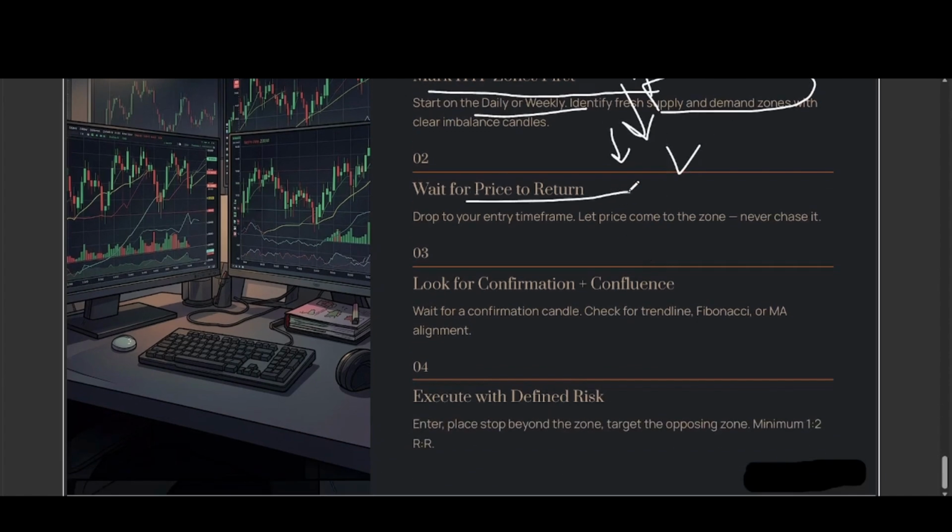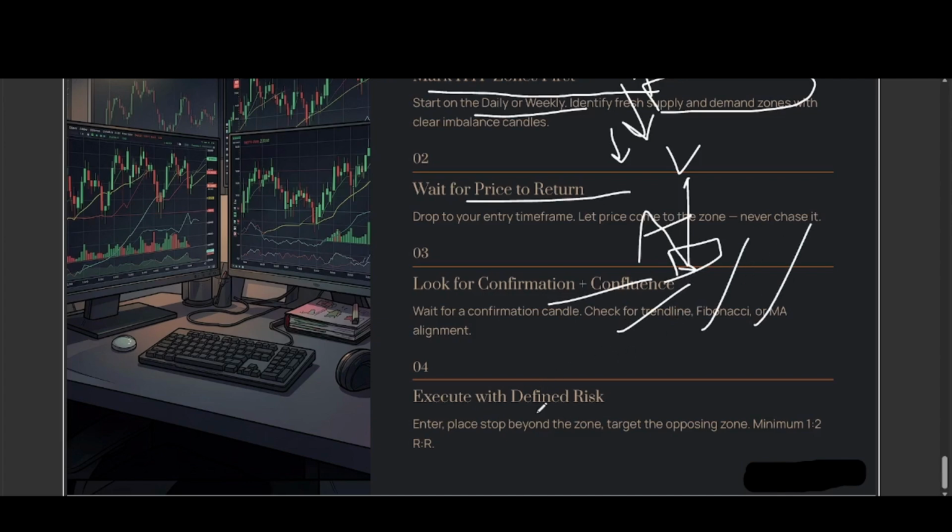Wait for price to return. Once you have marked out a zone, wait for price to return to that zone. Don't enter early, before or after the price has given a good move. Never chase the price. Look for a confirmation, like a trend line, Fibonacci, or exponential moving average, EMA confirmation.